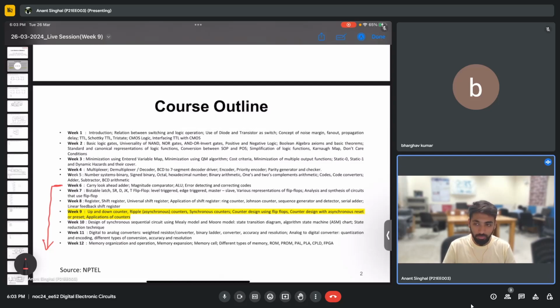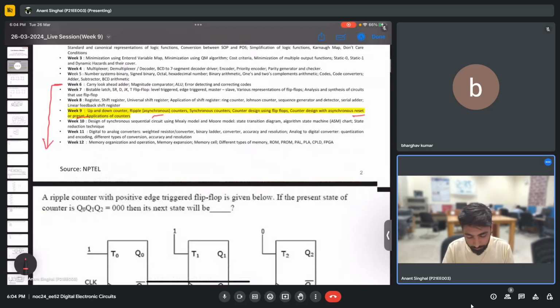In week 7 and 8, we have already studied different types of flip flops, different representations, and different types of counters, almost all of which were synchronous counters. That is, they were having a single clock. And in this week's lecture, we'll be studying some more counters such as up and down counters, and some asynchronous counters. I'll let you know what is the difference between synchronous and asynchronous counters. And then we'll see some counter designs with reset or preset circuits, and then some applications of the counters. So without further waiting, let's start with the first question itself.